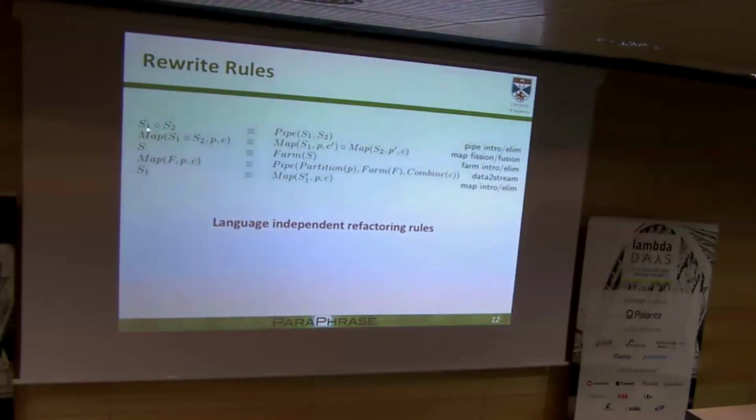So what this first rule says is, if I have a composition, so I apply S1 to S2, I can rewrite that into a pipeline where I have two stages, S1 and S2. So obviously it's quite obvious.